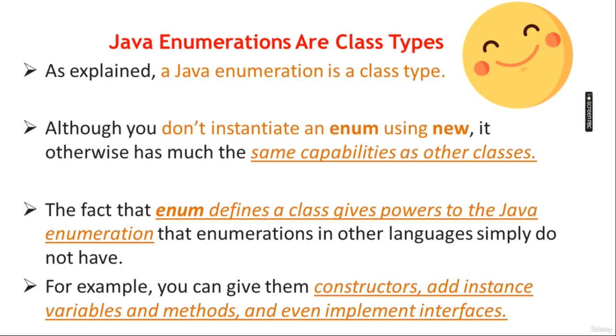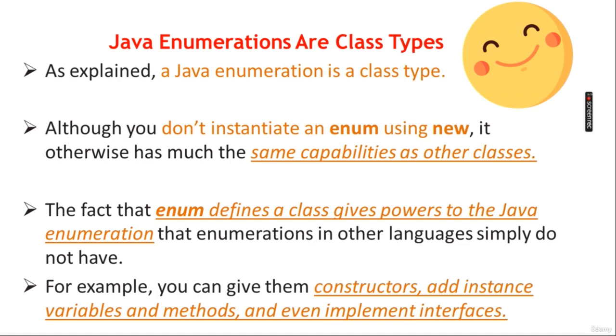So Java enumeration is a class type. Why? Because enum is created as a class by default in Java, so using that particular class, you can use that enumeration much the same way as we operate on classes. The fact that enum defines a class gives power to the Java enumeration. It will empower the Java enum class with features that enumerations in other languages simply do not have.